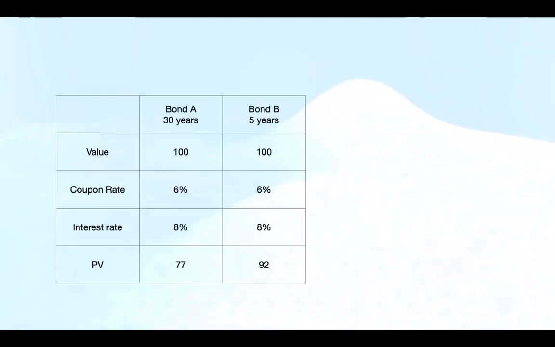Here is an example after some calculation. So if we suppose the face value of both bond A and bond B are the same, which is 100, and the coupon rate is the same, which is 6%. The interest rate is also the same, 8%. After calculation, the PV is 77 for bond A and 92 for bond B. So clearly we can see that bond B trades at a higher price in the market.